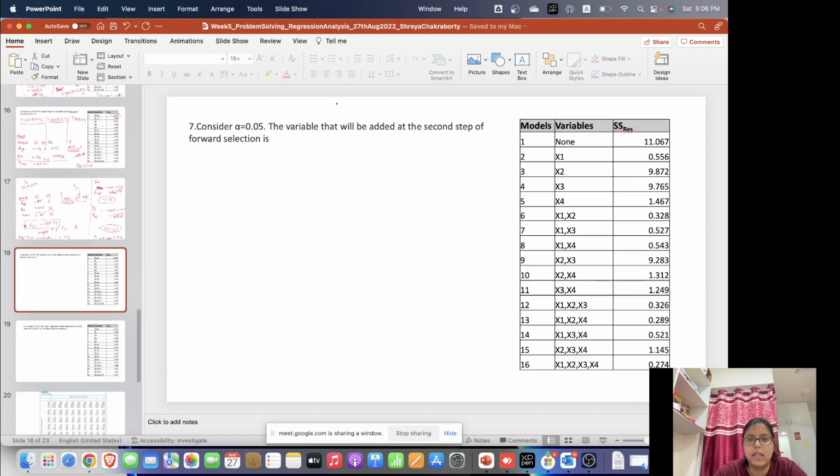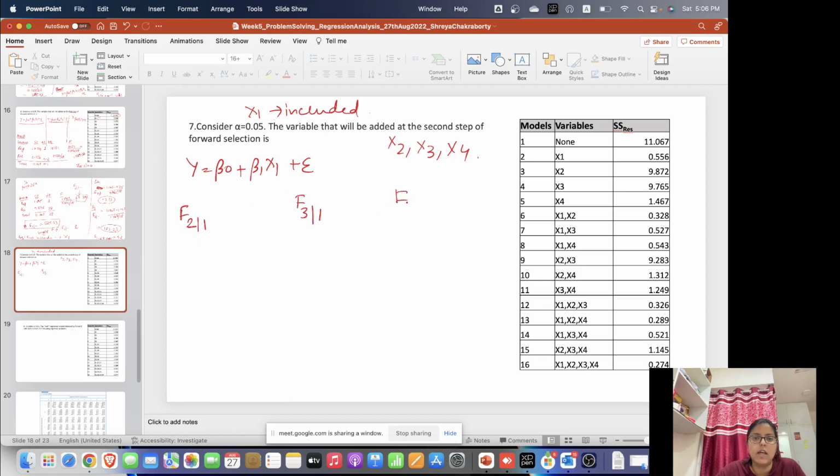The next thing is, what is the variable that will be added at the second step. So now x1 is already included in our model, so we already have this. Now we want to check what else we can add. Our remaining options are x2, x3 and x4. So the next step is to calculate f2 given 1, f3 given 1, f4 given 1.